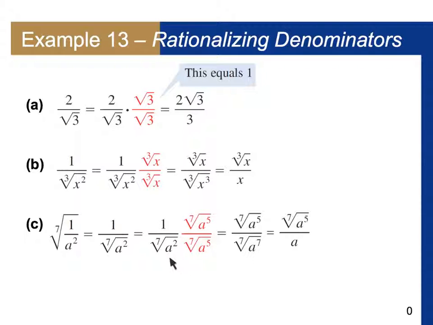So we're going to have to multiply this times the 7th root of a to the 5th, so we get that 7th root of a to the 7th. So here we have to multiply times 7th root of a to the 5th over 7th root of a to the 5th, to get that, right? Because this cancels, 7th root of a to the 7th. So that gives us 7th root of a to the 5th over a, because the 7th root of a to the 7th is a.